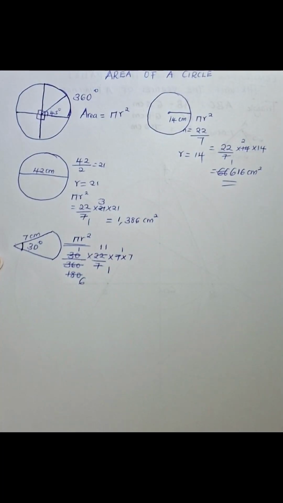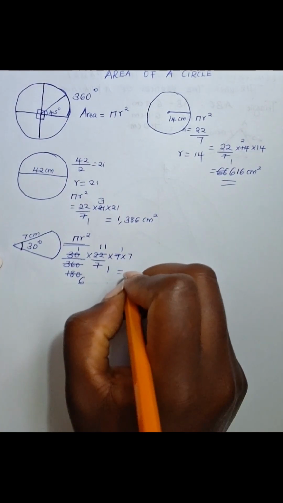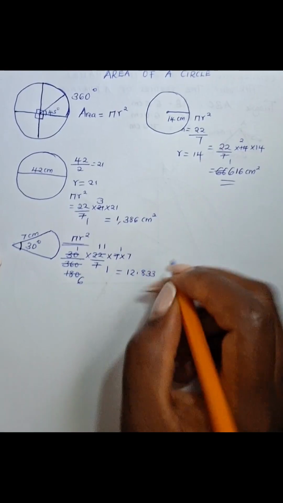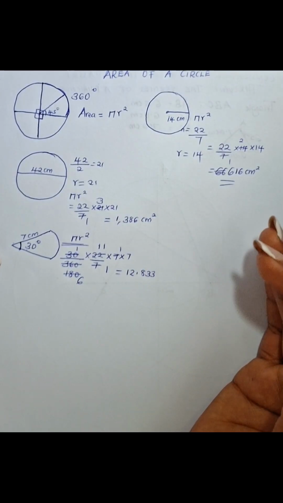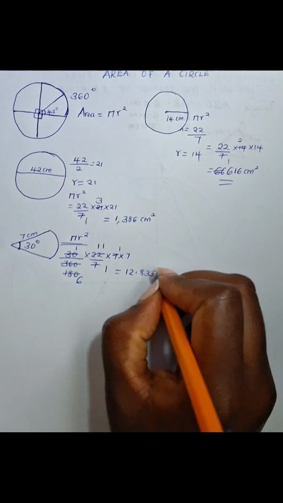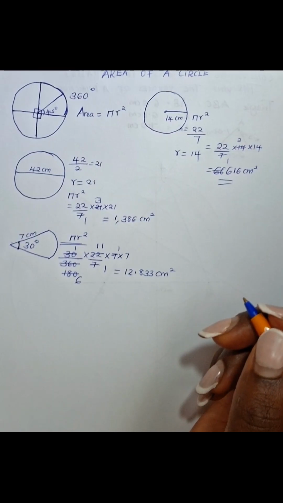So you just need to take 11 times 7, right? Equals, then you divide by 6. And you'll get 12.833 recurrent, depending on the decimal places you've been given. Centimeters squared. Okay? It's that simple.